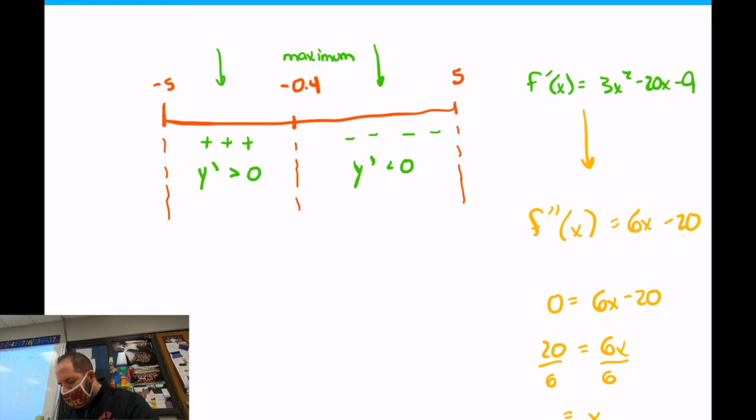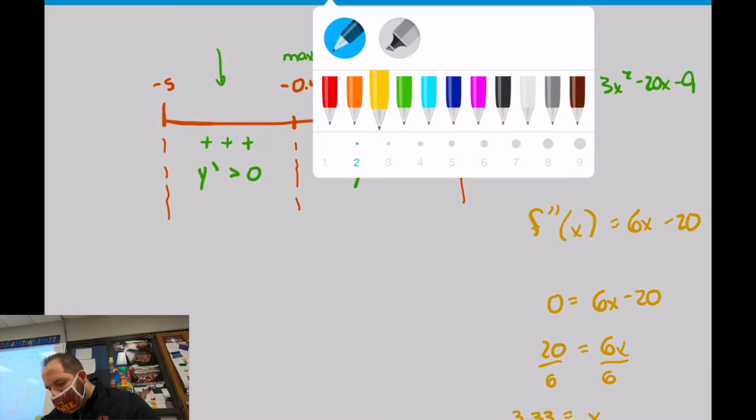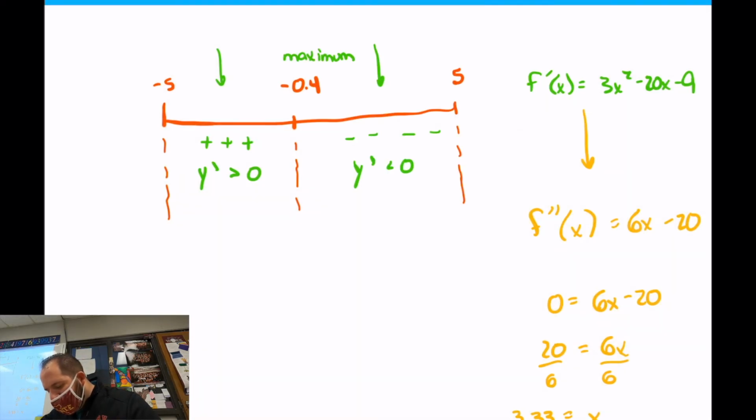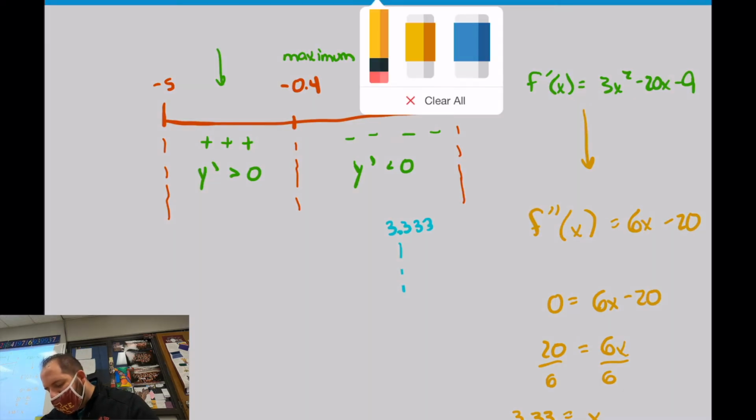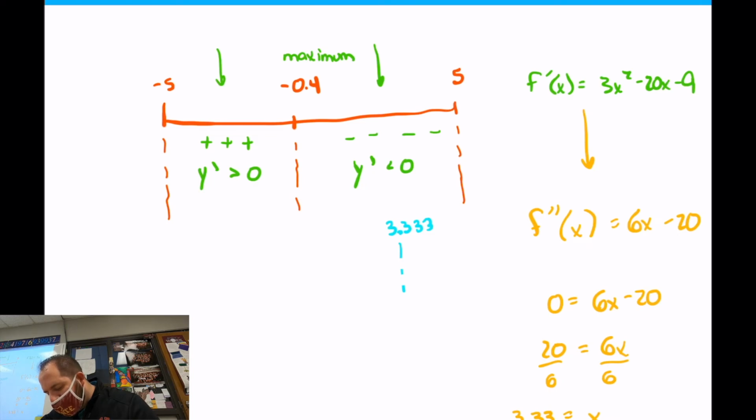3.3 repeating. So I actually have a critical point here, or inflection point. So the inflection point here was 3.3 repeating. I keep saying critical, it was an inflection point. Come on, let me draw it. All right, so that's an inflection point.